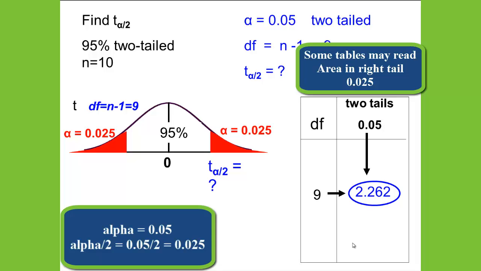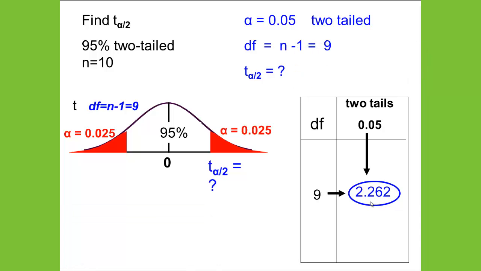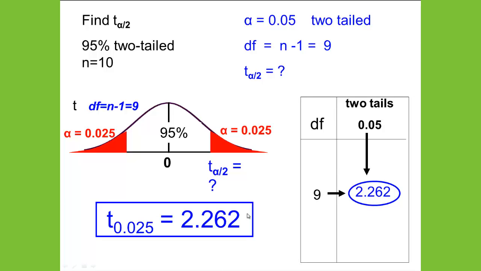And you'll go down and you should see then 2.262 where that row and that column intersect. That gives us the t sub alpha divided by 2, or t sub 0.025, as 2.262.